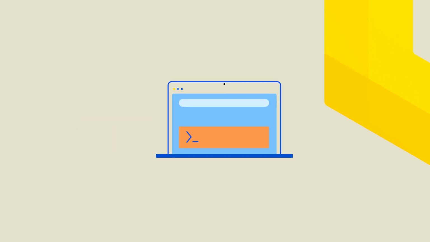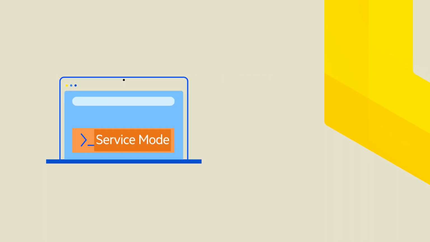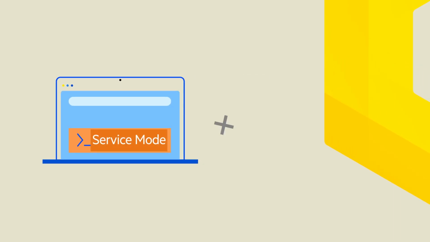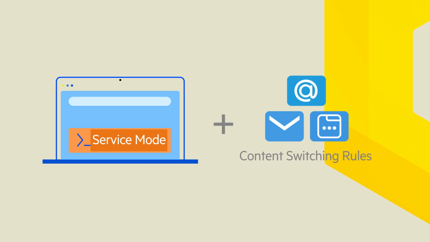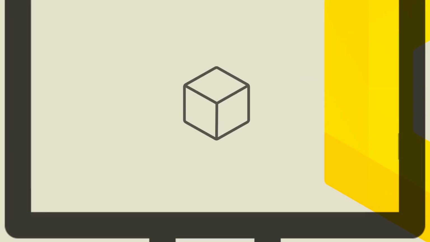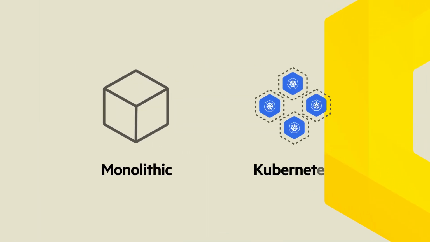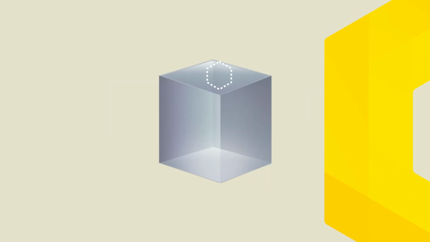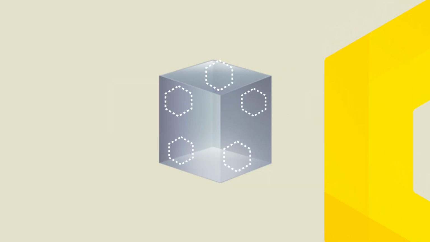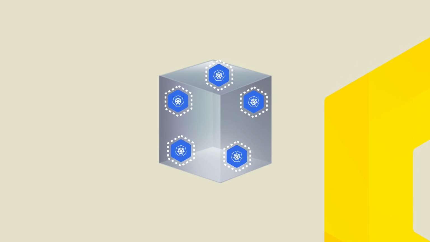In this demonstration, we'll leverage the LoadMaster service mode Ingress functionality, along with content switching rules, to migrate just a small portion of a web application from Monolithic to Kubernetes. Rather than doing a complete cutover, this approach allows organizations to begin introducing microservices gradually.